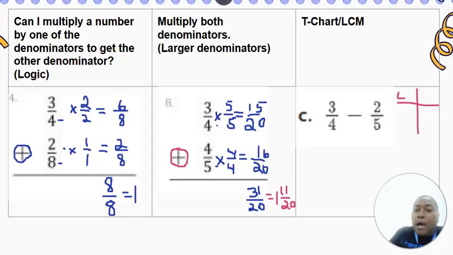And at the top, we're going to write our denominators, 4 and 5. And now all we're going to do is list out our multiples of 4 and then list out our multiples of 5 until we get a common one. So that will be 4, 8, 12, 16, and then 20.